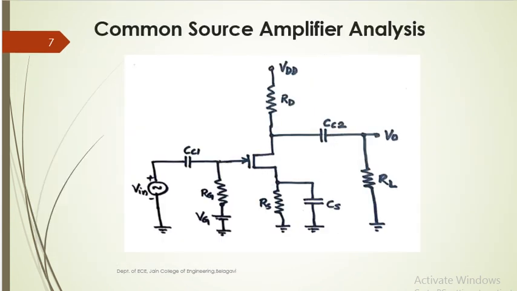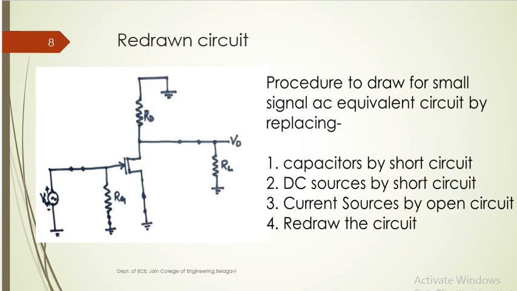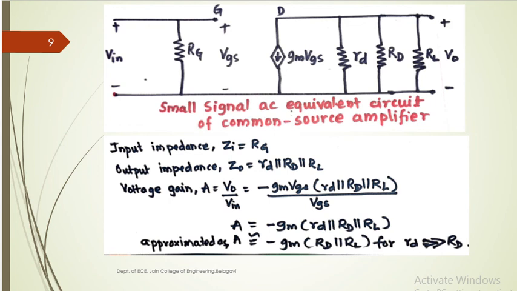So in this circuit, between gate and ground there is an RG, and the source is connected to ground. So at the input side we can indicate this RG. And between drain and source, you are representing RD as well as RL. Since VDD is connected to ground, and the source is already maintained at ground, I can show the connection between drain and source. So this RD will become parallel with RL, along with this RD.